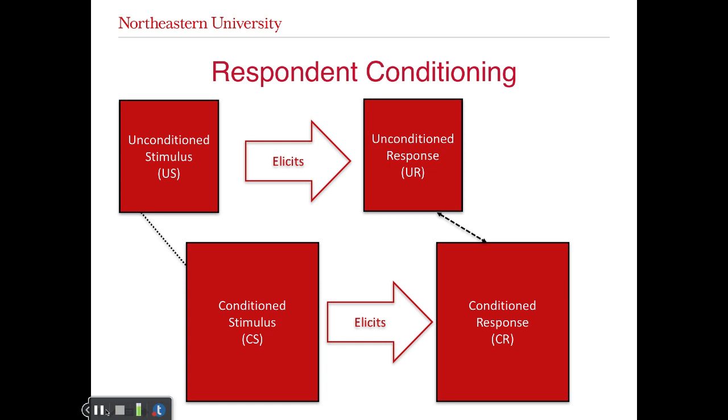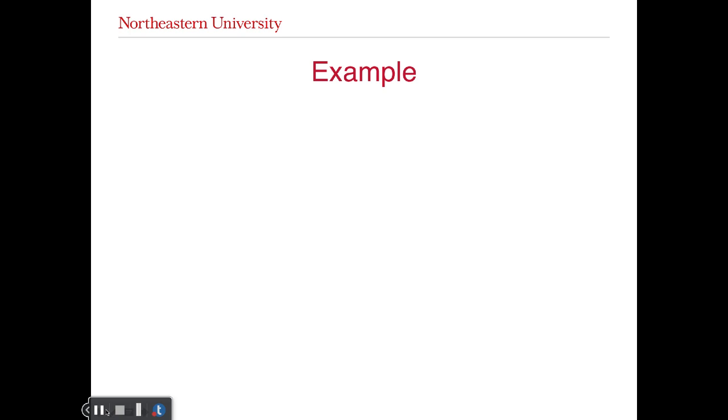But in the classical models or paradigms, they are the same, and that's what we're going to talk about today. So, to repeat, unconditioned stimulus elicits an unconditioned response. Once that unconditioned stimulus is paired with a neutral stimulus, the neutral stimulus will become a conditioned stimulus and elicit the conditioned response. Let's talk about some examples.